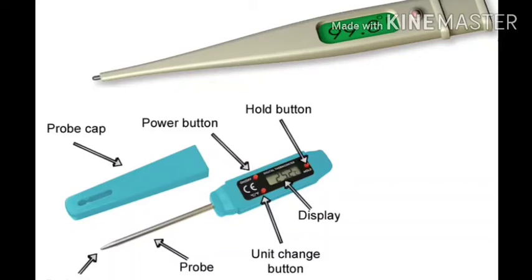Here we can see the display unit and the temperature sensitive probe. Digital thermometers are safer than glass thermometers because they do not contain mercury.